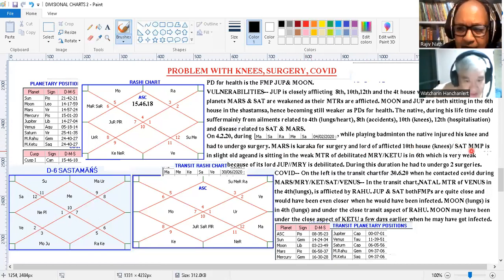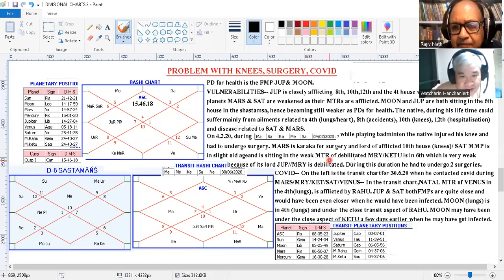Saturn, the most malefic planet, is in slight old age and is sitting in the weak Mool Trikona Rashi of debilitated Mercury. Ketu is in the 6th, which is very weak because of its lord Jupiter. Mercury is debilitated. During this duration, he had to undergo 2 surgeries. And then he had COVID.